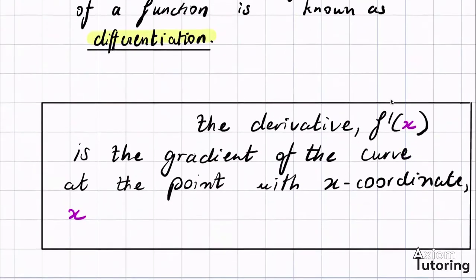The derivative f dash of x is the gradient of the curve at the point with x coordinate x. So when we calculate our derivative, we are finding the gradient of the curve at the point with the x coordinate x, which we looked at in the previous video. And in the next video, we'll see where this idea comes from by defining the derivative from first principles.